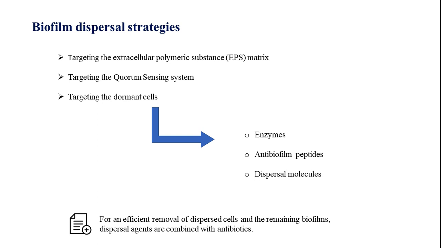Third, targeting the dormant cells. The dormant cells or the persister cells are cells that are metabolically inactive. These cells are more resistant to antibiotics, and that's why the identification of antibiofilm peptides is very vital to target these dormant cells. Finally, dispersal molecules are molecules that can induce a dispersal response inside a mature biofilm. Examples of these dispersal molecules are nitric oxide donors, cis-2-decenoic acid, CDA, and chelating agents such as EDTA.